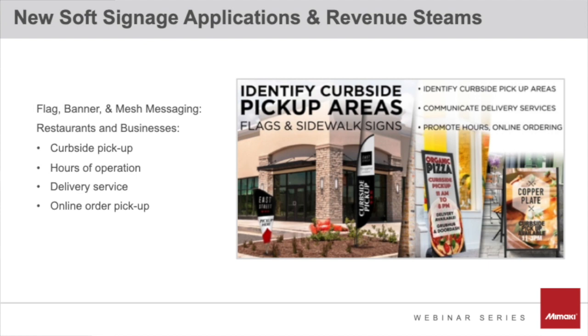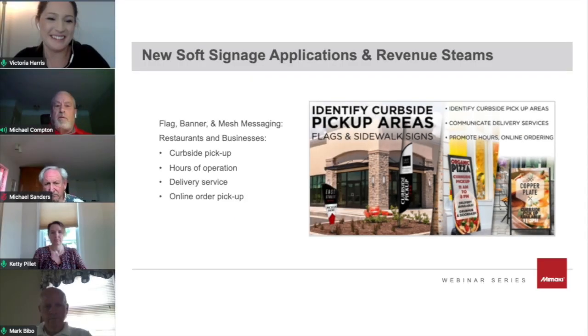Right, so again, coming out of COVID-19, and everything's curbside pickup, we hear that's going to continue. There's a lot of fabrics that we have that you can use for this type of application that are being used now. So flag, banner, mesh, you'll see the flags with curbside pickup, hours of operation, delivery service, online order pickup. And there's a lot of things you can do.